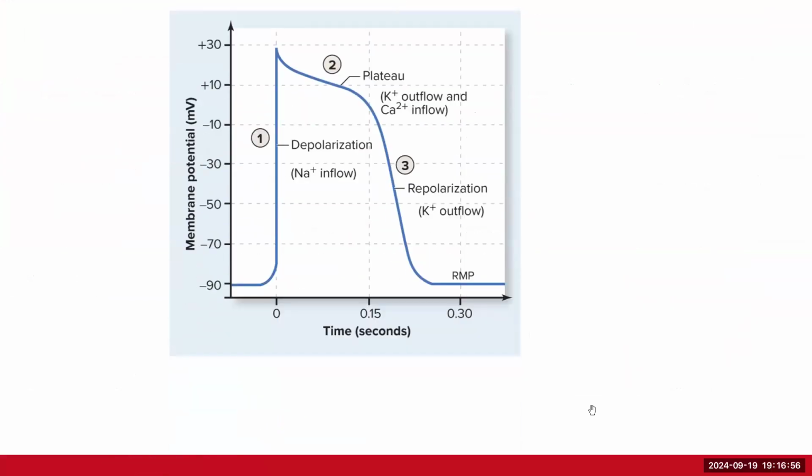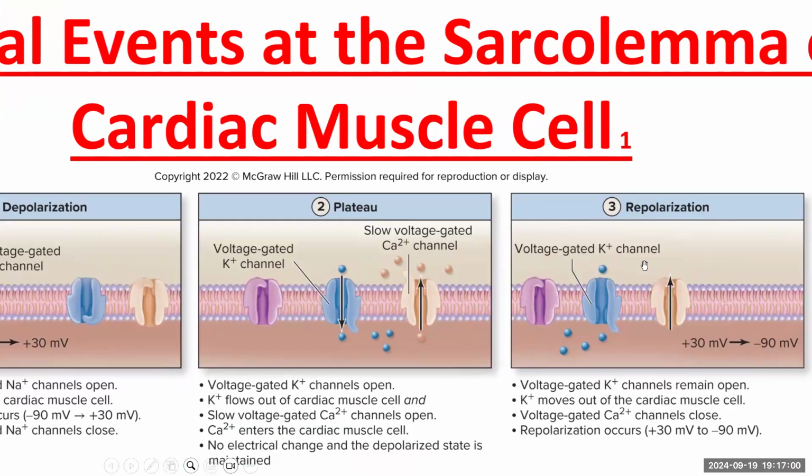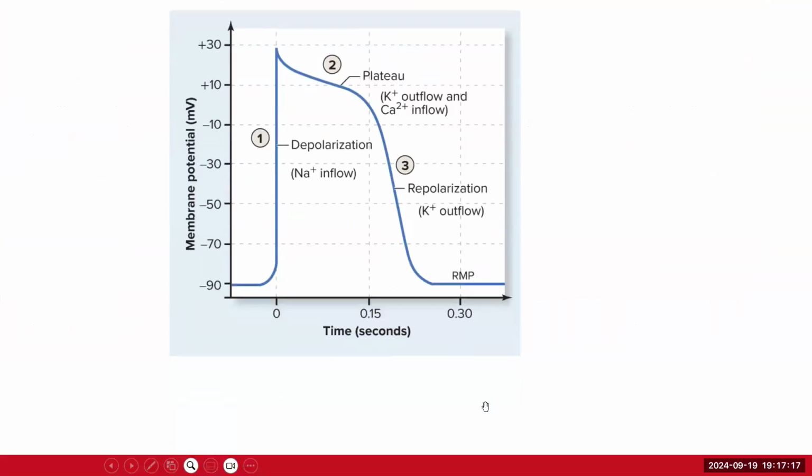That part there. And then the last part, repolarization: our slow gated calcium channel closes down, and the only thing that's left open is the potassium channel. The potassium still leaves until we get to that -90, and then that's when the potassium voltage-gated channel closes down. So be familiar with this.